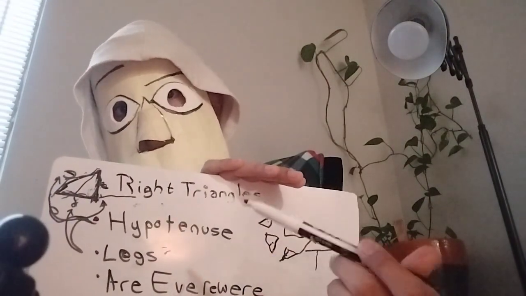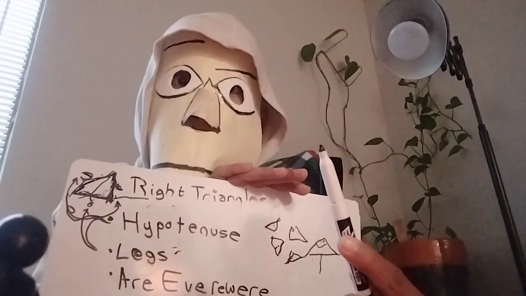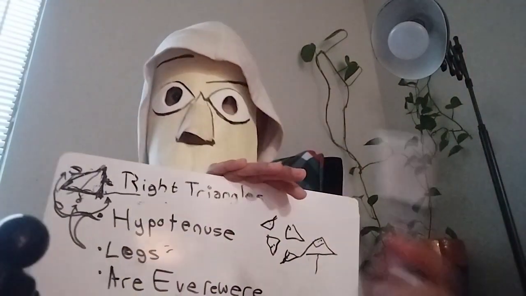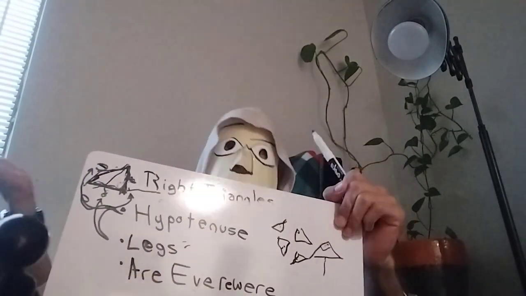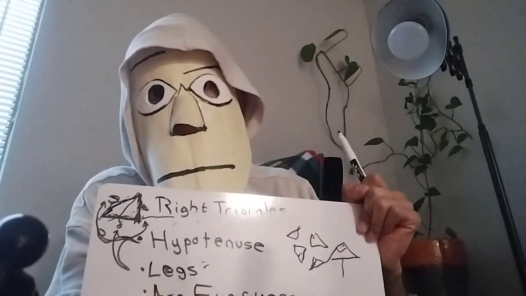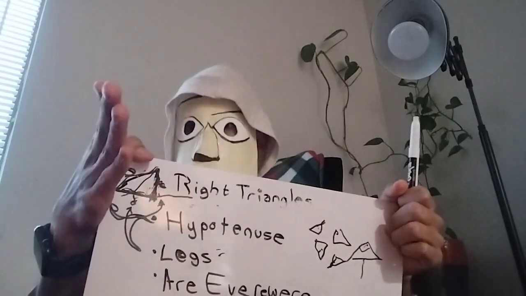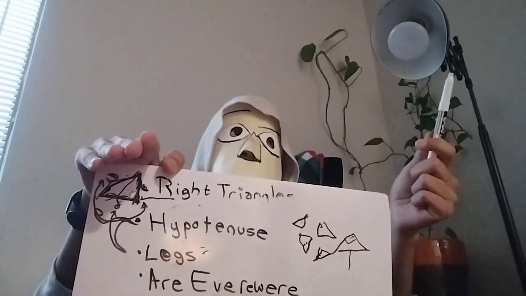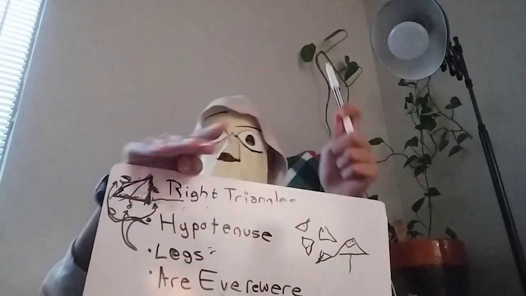These two are legs. Now, right triangles can be found everywhere in nature, humanity, mechanics, everywhere. You can't escape it. They're always in my head, they're always talking to me, right triangles. Some common places you might find right triangles would be, let's say, grilled cheese sandwiches.